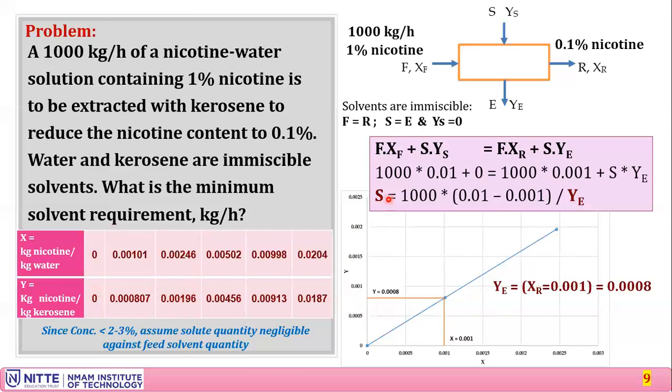If at all I plot it all, there will be a big graph and this particular information will be hidden, and manually when you draw the graph it will be difficult to identify these values. So my suggestion is select only as many data points as required. Don't draw the graph for all possible values. So at X_R equal to 0.001, find out from the equilibrium curve the value of Y. That should be this Y_E. So that is 0.0008. Now if you substitute here and calculate the value of S, it is 11,250 kg per hour. That much solvent is required if you go for single stage operation.